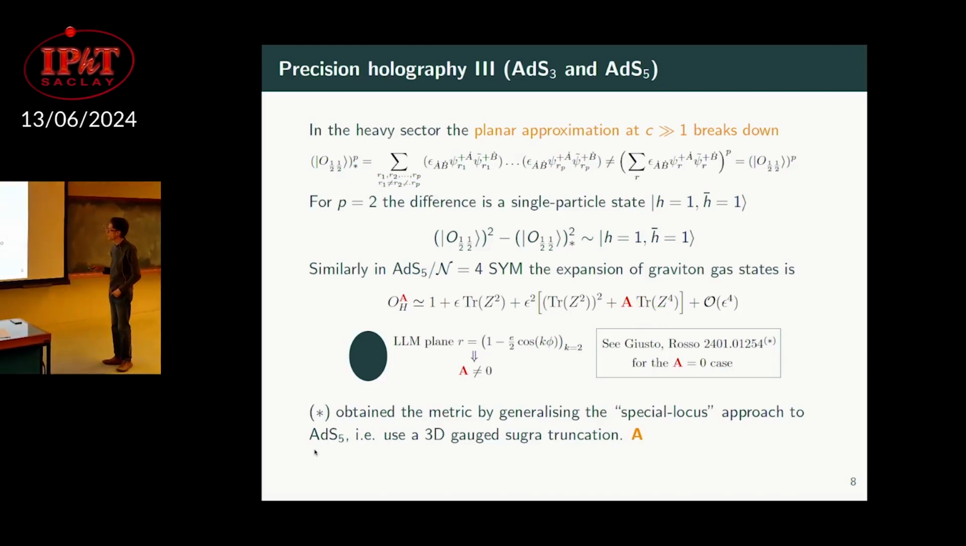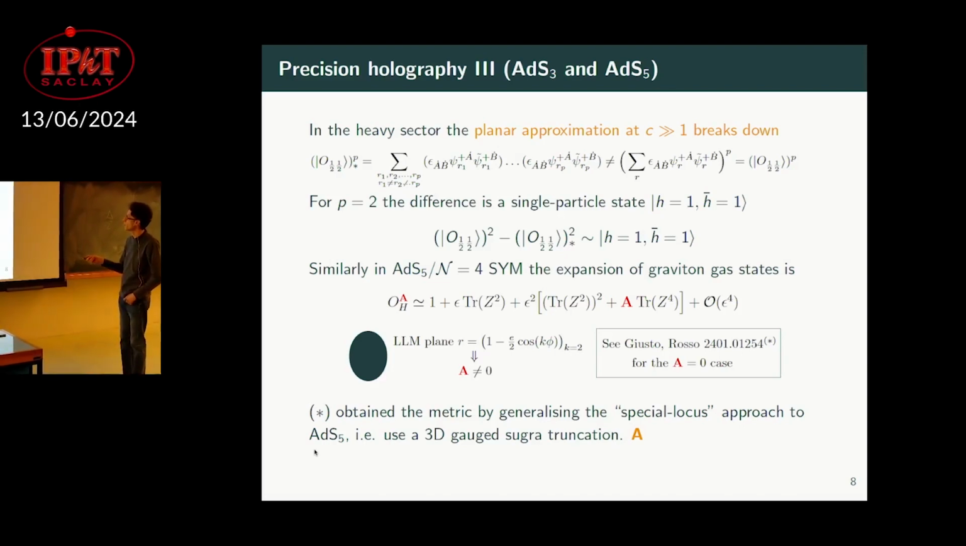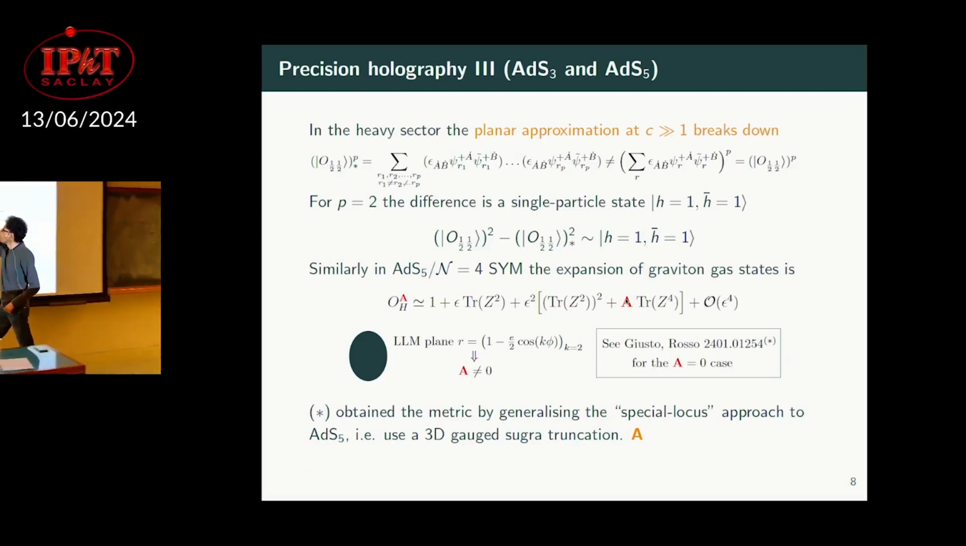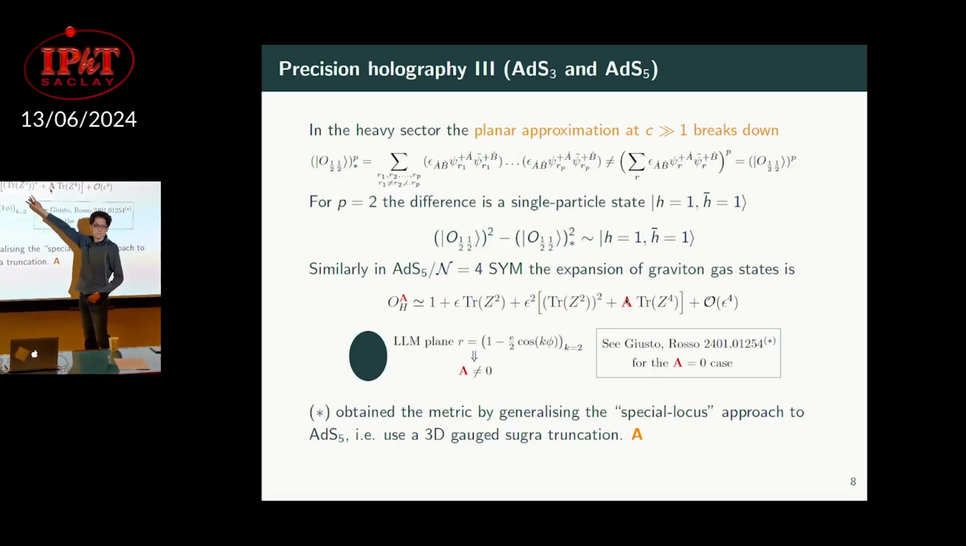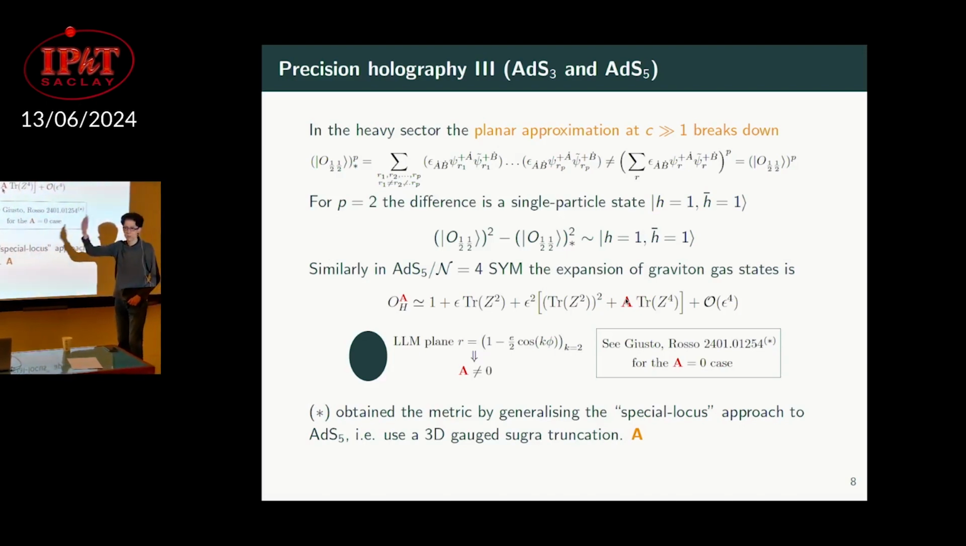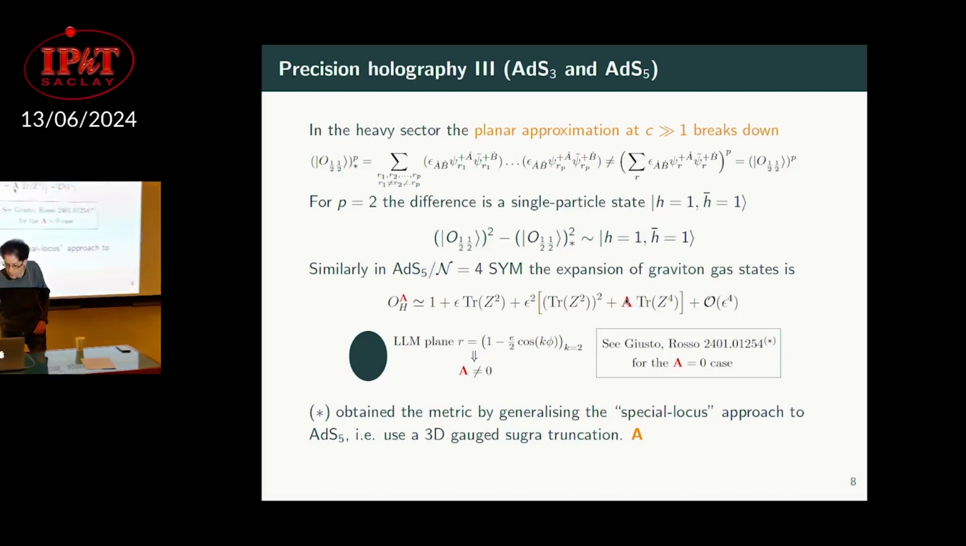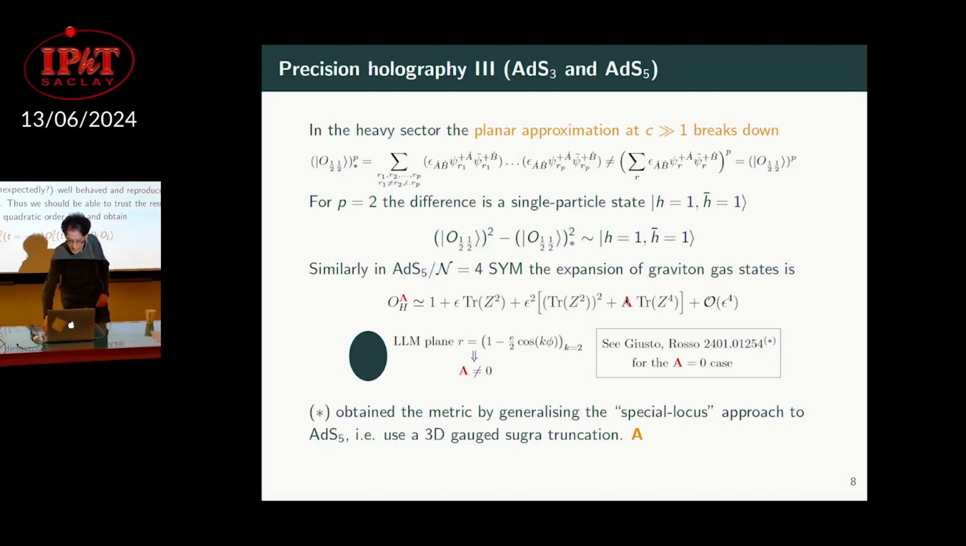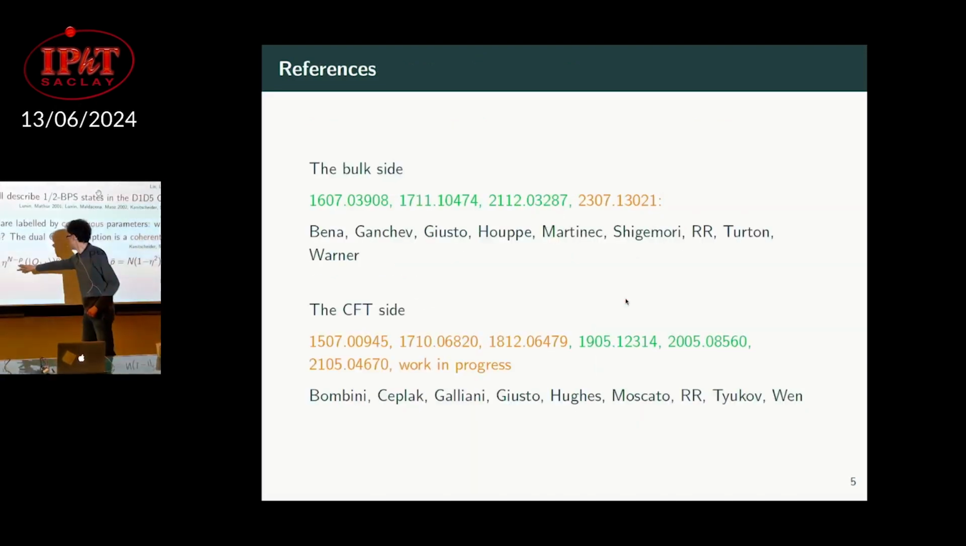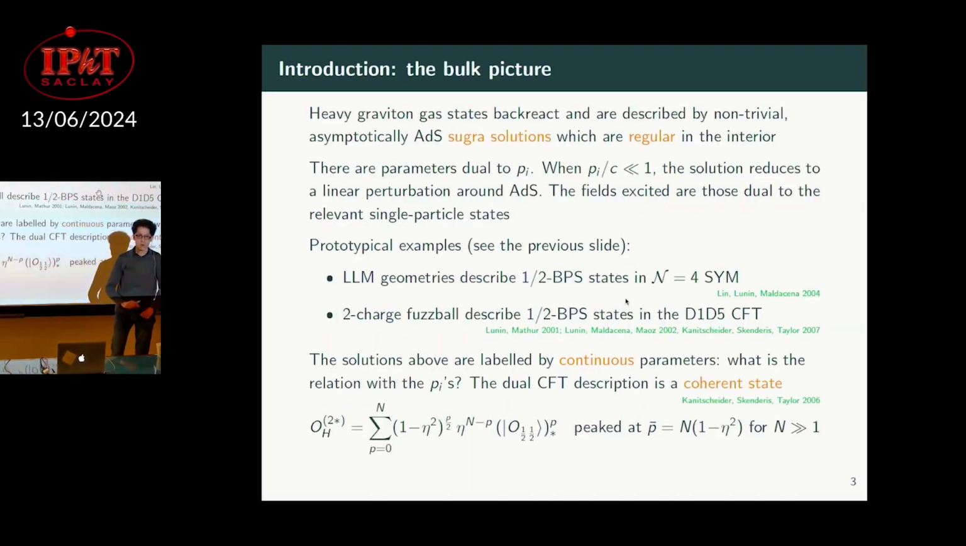Then you may wonder, OK, can I define a geometry where this A is 0? And actually, the geometry is exactly just made out of powers of trace z squared, right? Trace z to the cube, trace z to the fourth. And the geometry will be some coherent state of this type, where this object is just a power of trace z squared.